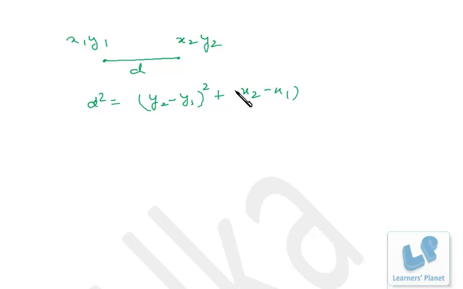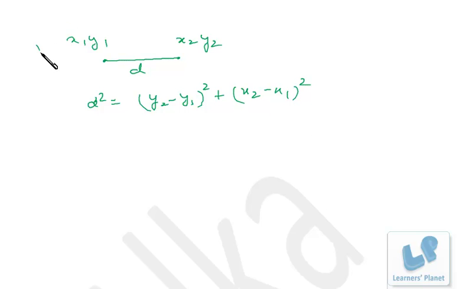Friends, before we proceed further, I would suggest you have the basic knowledge of coordinate geometry, trigonometry and geometry, right? As far as coordinate geometry is concerned, you must know the distance formula between 2 points. Suppose x1, y1 is a point and x2, y2 is a point. Then the distance between these 2 points is d, then d square is equal to y2 minus y1 whole square plus x2 minus x1 whole square, right? This is the distance formula.